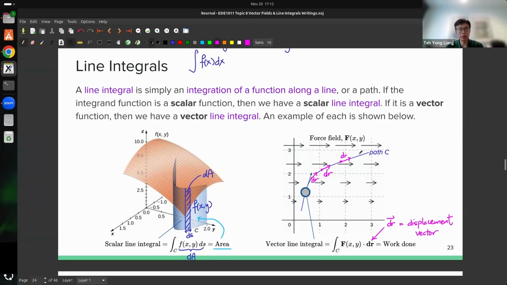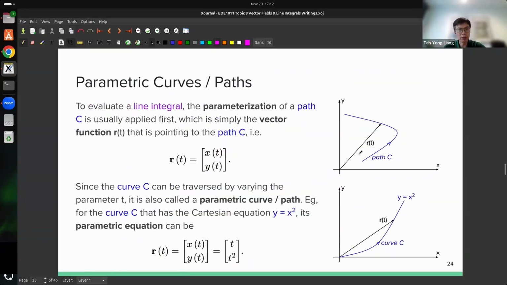Okay? So therefore, electromagnetic devices have this line integral that will give us the work done on energy consumption. Okay? So this is the application. So now let's look at how we characterize a path. Okay, so actually this relates to the usage of vectors, and this is a very beautiful, if you ask me, right, it's a very beautiful usage of vectors.